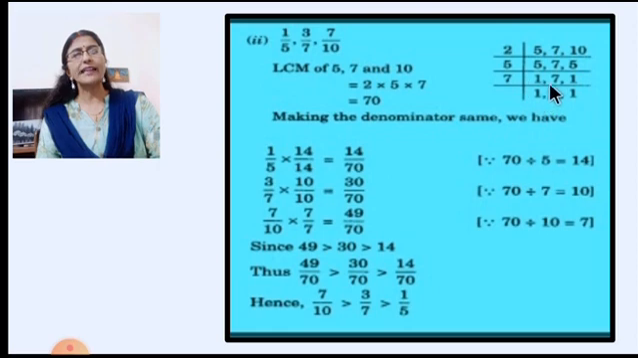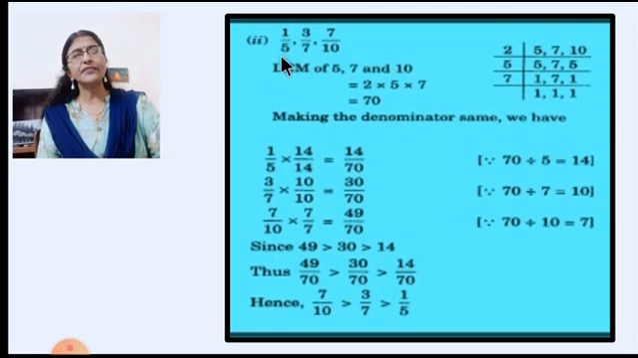Now you can see 1, 7, 1 is there. Now you can divide them by 7. The next prime number is 7, which we take because we want to get 1, 1 and 1. See, here we have got 1, 1, 1. Now we will multiply all these prime numbers. So 2 into 5 into 7 is 70. So we got LCM 70.